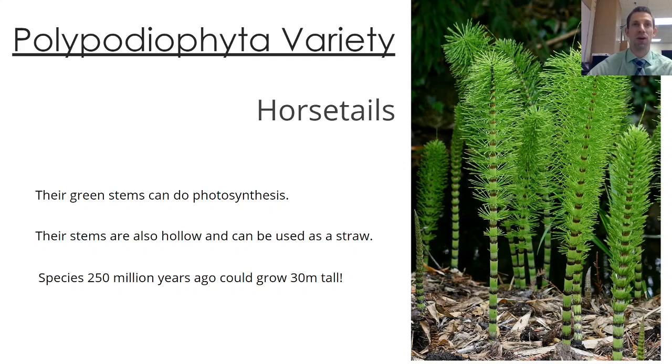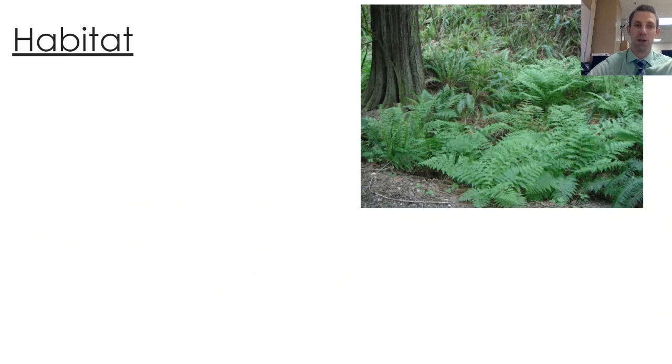In fact, these would have been one of the dominant forms of plant life in early dinosaur times. So around 250 million years ago, we're looking at like the Triassic period, and during that time period, these would have been one of the major or the dominant forms of plants. There would not have been flowering plants at that point yet, or even conifers yet. So this would have been the main source of food for many herbivore dinosaurs at that time period.